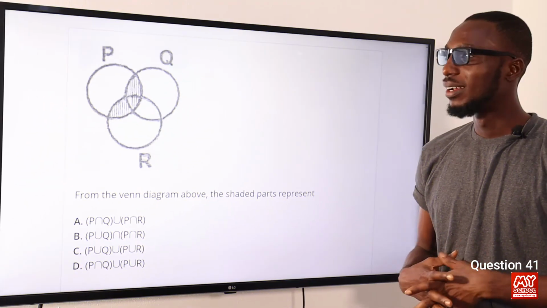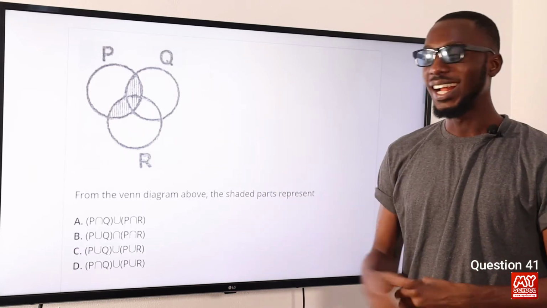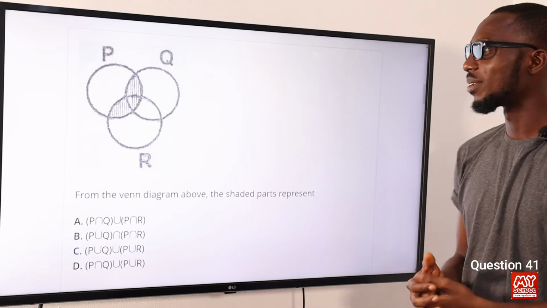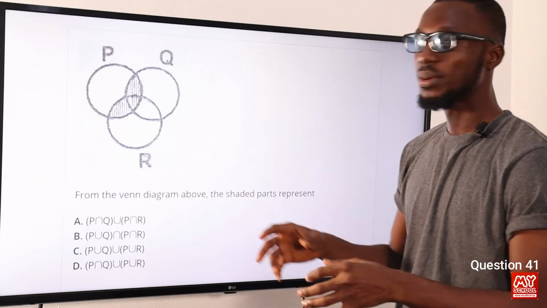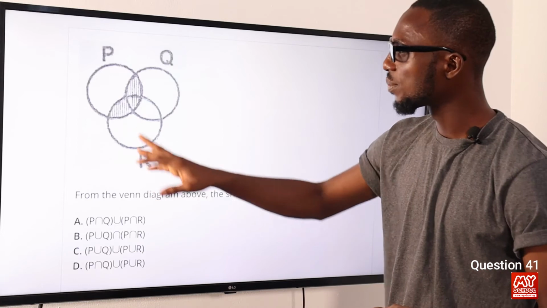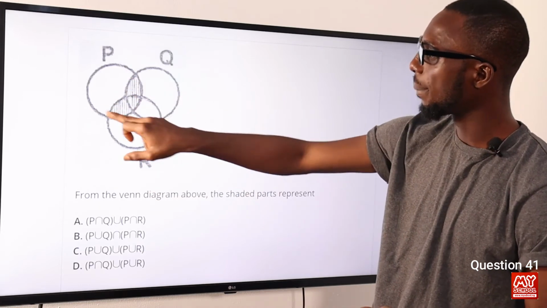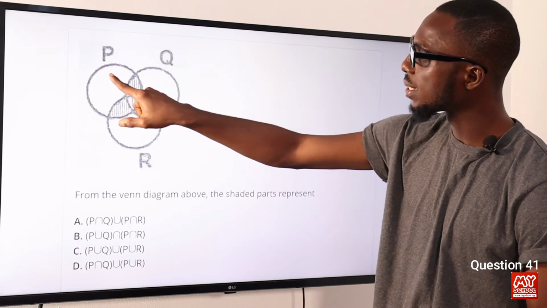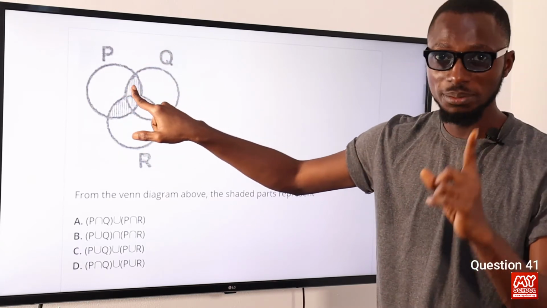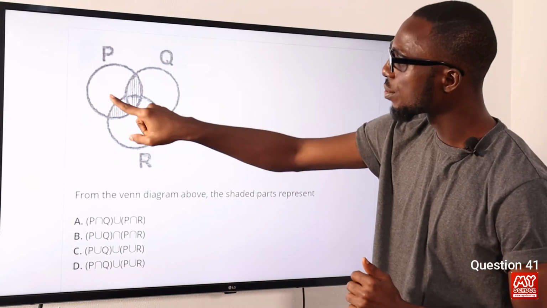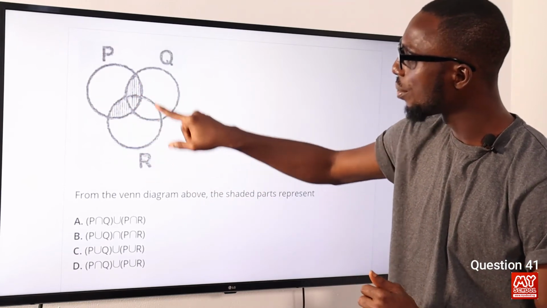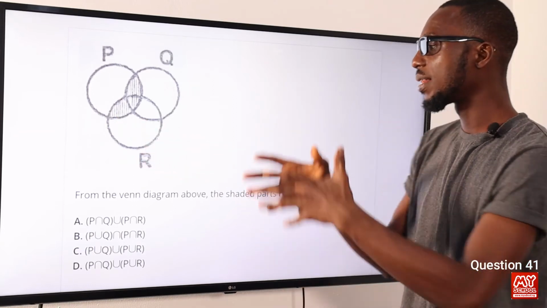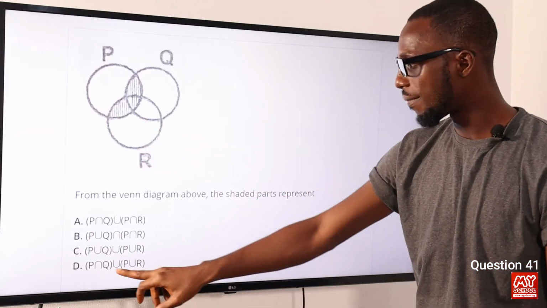Question 41. So we have this Venn diagram. From the Venn diagram above, the shaded part represents what? Let's just point it out. We can see here, this is for P, this is for Q, and this is for R. So when you take note of this, you see that P intersects Q here. All right, take note of that. Then look at P, then look at R. P intersects R here. So we have P intersects Q and P intersects R. So which of them do we have here?